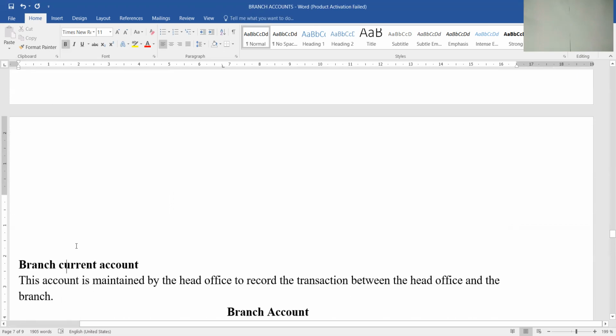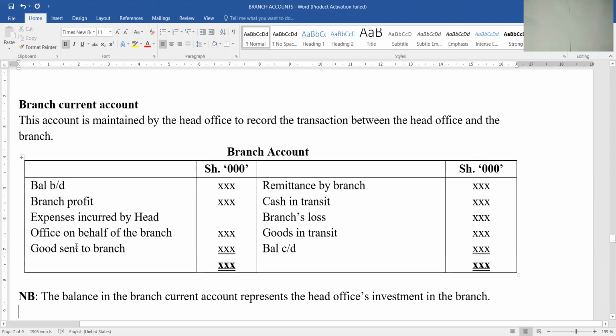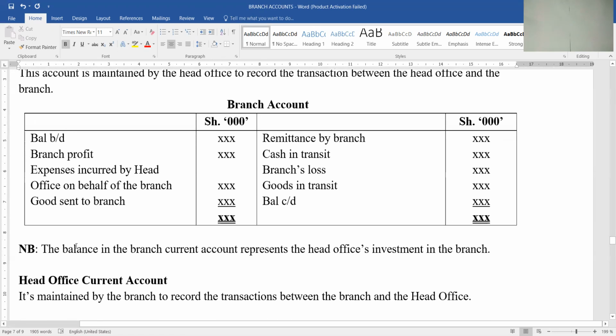That is fine. So these are the relevant accounts. The branch current account is maintained by the head office. This account is maintained by the office to record the transactions between the head office and the branch. You can see what you are supposed to do there, which I will do later in the question. The balance in the branch current account represents the head office's investment in the branch.